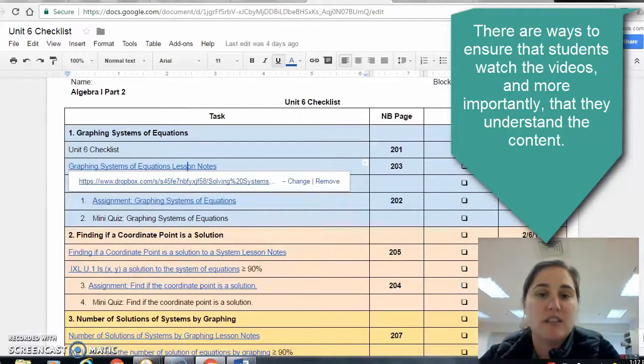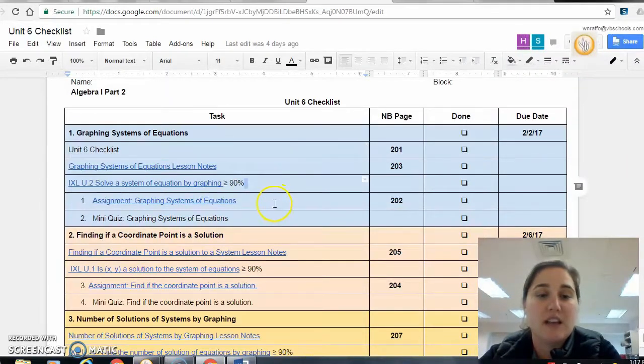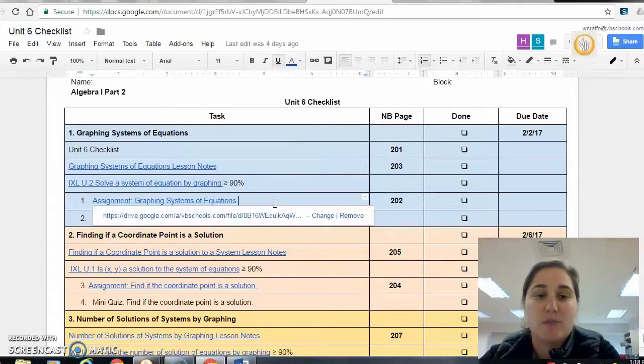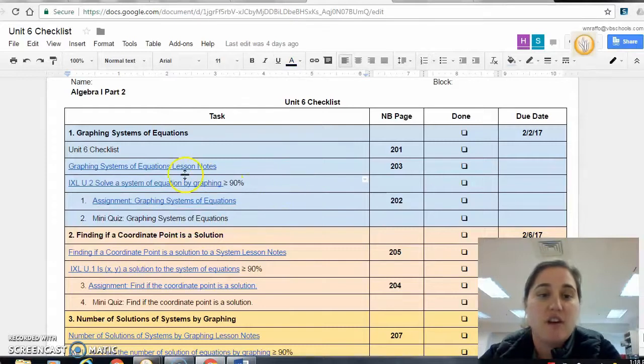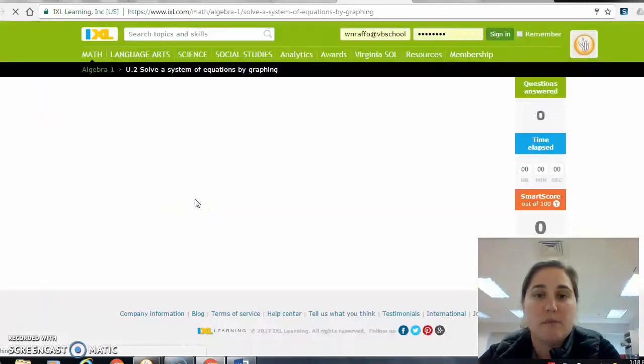So sometimes what we see is the students will just watch the video and they won't actually listen to it, they'll just get the notes down. However, with something like Edpuzzle or Playcast-O-Matic, you can actually ask them questions that they'll have to answer. From there, they'll go to an IXL. Like I said, I get to differentiate the percentage.